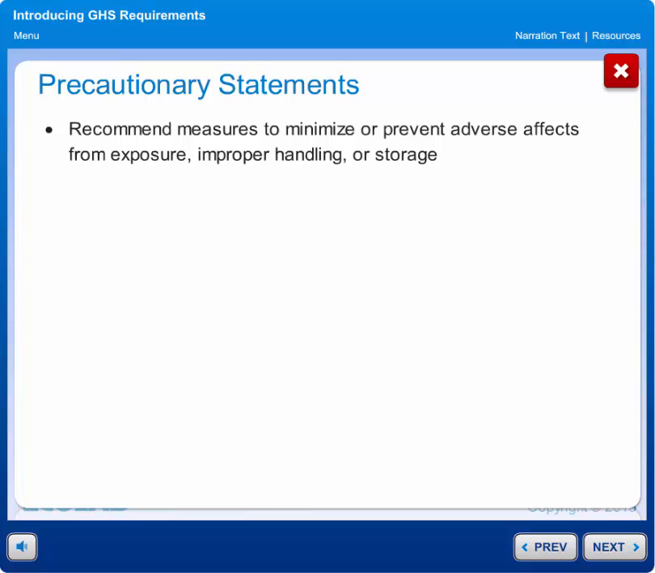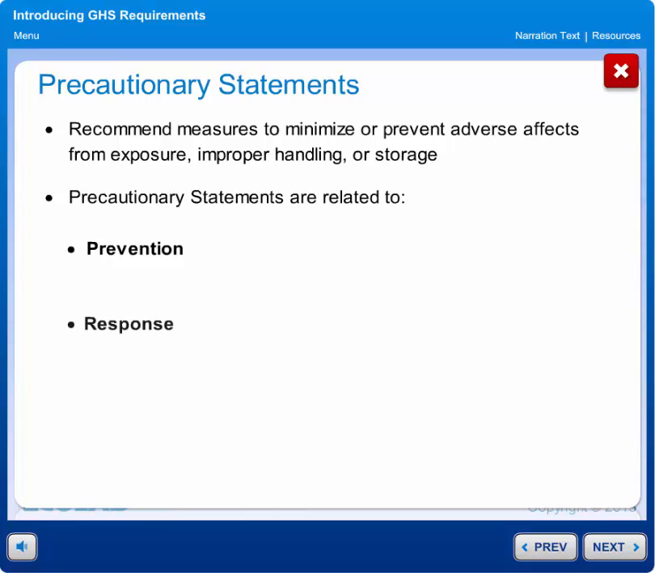Precautionary statements are phrases that recommend exposure control measures during handling, use, or storage. As with hazard statements, precautionary statements are largely standardized by the GHS. Precautionary statements are related to prevention, response, storage, and disposal. Some examples of phrases you can see in labels include wash thoroughly after handling. Thoroughly means take your time when washing your skin from this chemical.